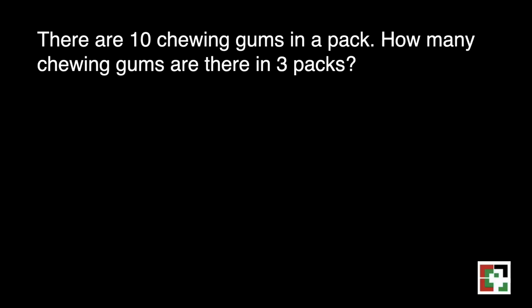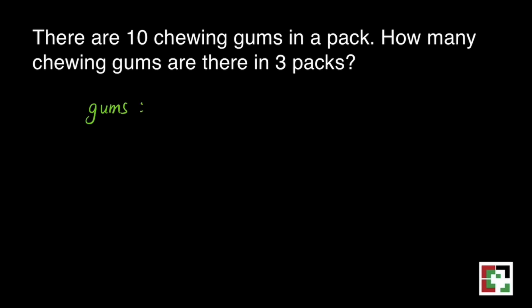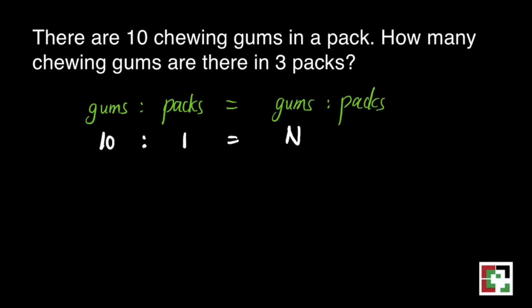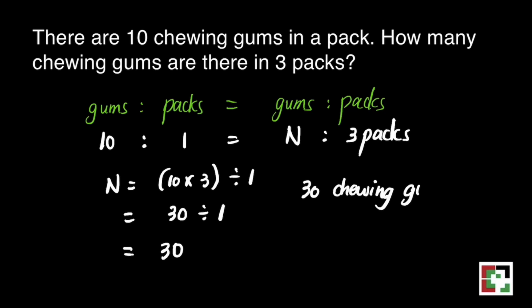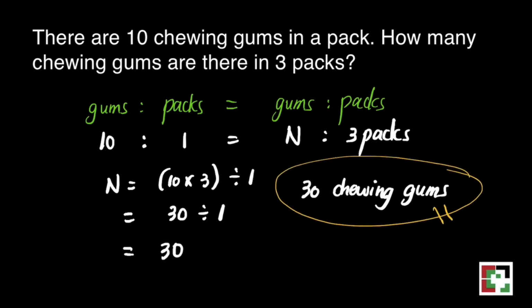Another question. There are 10 chewing gums in a pack. How many chewing gums are there in 3 packs? So we can apply what we have done in the first problem. That will be gums is to packs is equal to gums is to packs. That will be represented by a given 10 is to 1 equals n is to 3 packs. N is equal to 10 times 3 divided by 1. That will give us 10 times 3 is equal to 30 divided by 1. And our final answer will be 30 chewing gums in 3 packs.